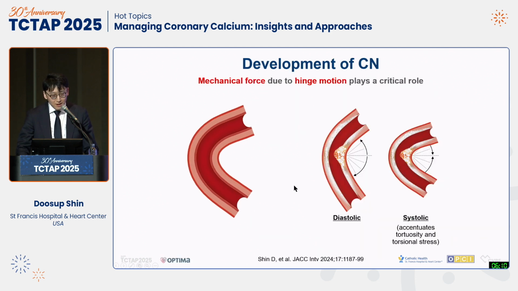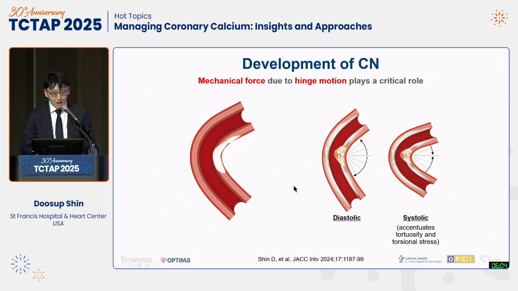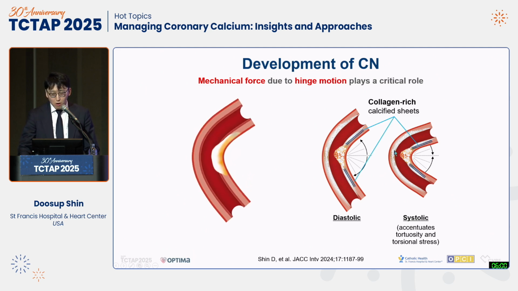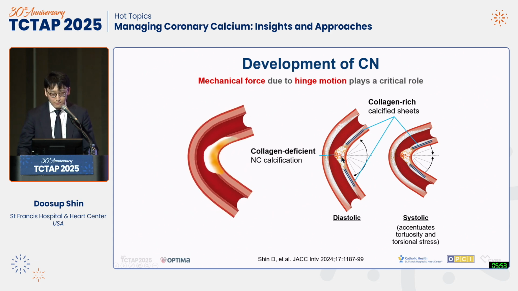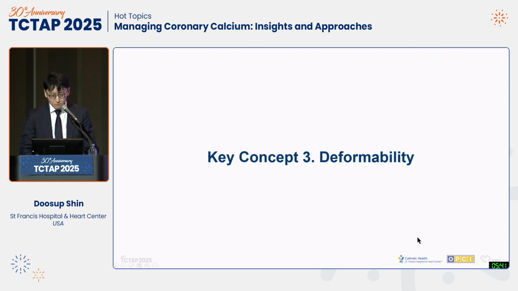And that's important because we think that the mechanical force due to the hinge motion of the artery plays a critical role in the development of the calcified nodule. So if you see here, you have collagen-rich calcified sheets, and then in the middle, there's a soft part, which is collagen-deficient necrotic core calcification, with the systolic movement that accentuates the tortuosity and the torsional stress, which eventually causes the growth of the calcified nodule and perhaps eruption.